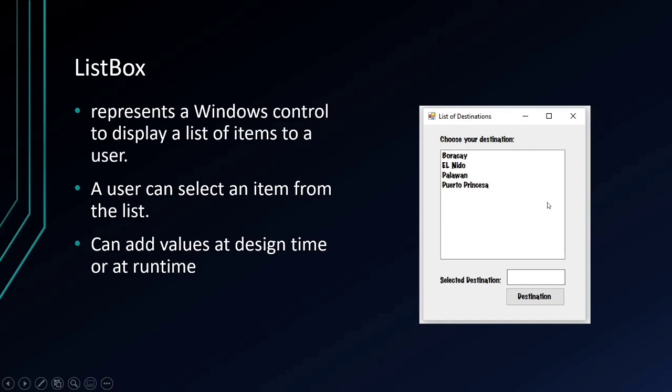Here, on the right side, we have an example of a list box, wherein we have to choose your destination from the list of Boracay, El Nido, Palawan, Puerto Princesa, and when I click the destination button, it will display the item or the value I selected.